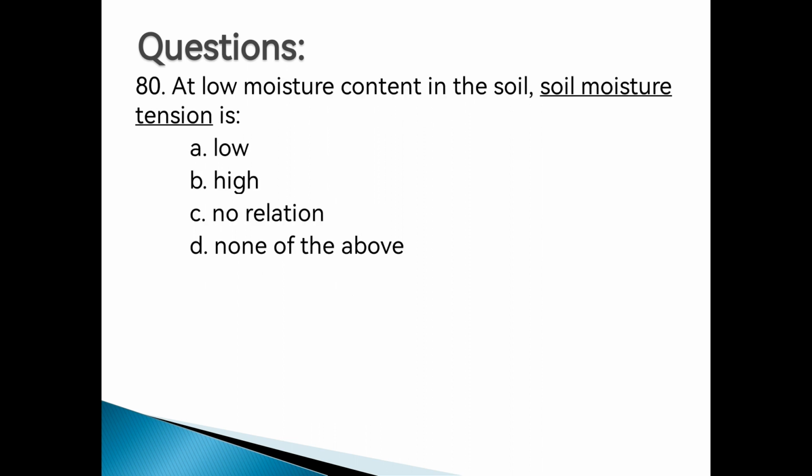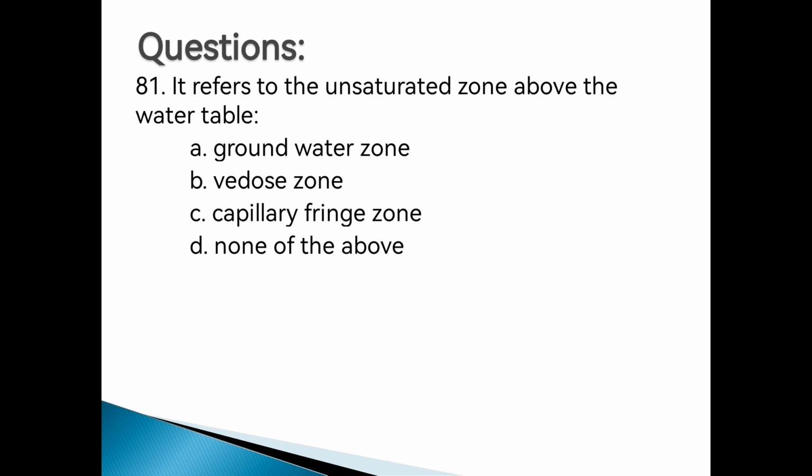High. Number 80. At low moisture content in the soil, moisture tension is: A. Low, B. High, C. No relation, D. None of the above. The correct answer is B. High. Number 81. It refers to the unsaturated zone above the water table: A. Groundwater zone, B. Vadose zone, C. Capillary fringe zone, D. None of the above. The correct answer is B.